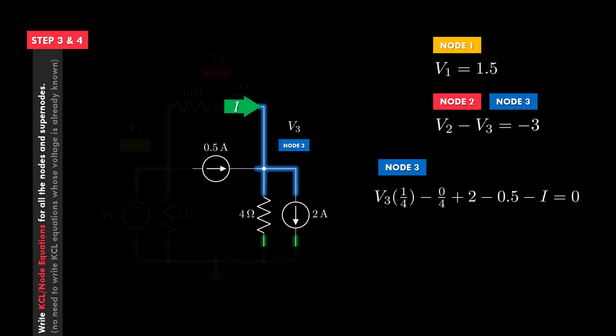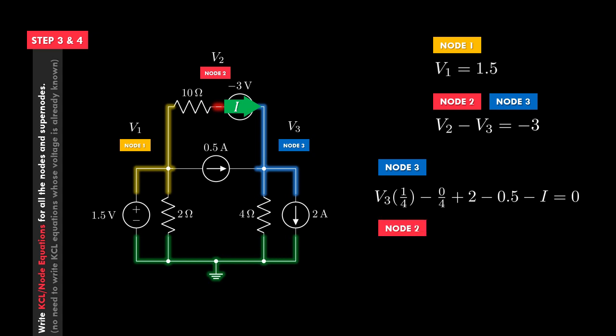So let's try it one more time with node 2. This time I won't block the irrelevant parts. See if you can still figure it out without the animations. Since we are working with node 2, first we write V2 times inverse of all the resistors attached to node 2. We only have 10 ohm here, so we write 1 by 10.